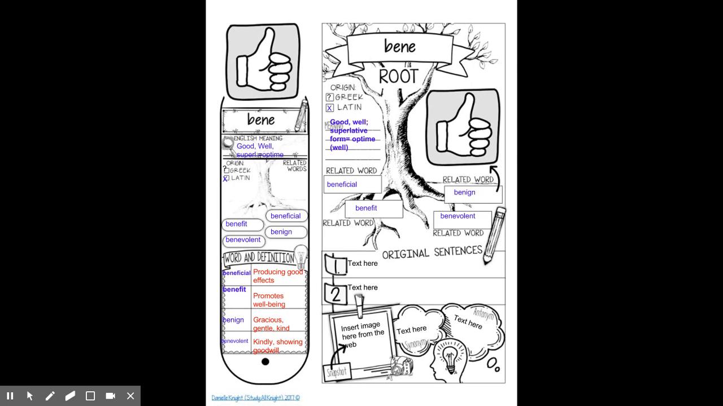Benign literally means it's gracious, it's gentle, it's kind. So a benign tumor means it's not going to hurt you. Okay, where a malignant means the opposite. And then going back to benefit and beneficial, you get a similar word called benevolent. And that's not producing or promoting, it's demonstrating or showing goodwill or being kind. So that's a pretty cool word.